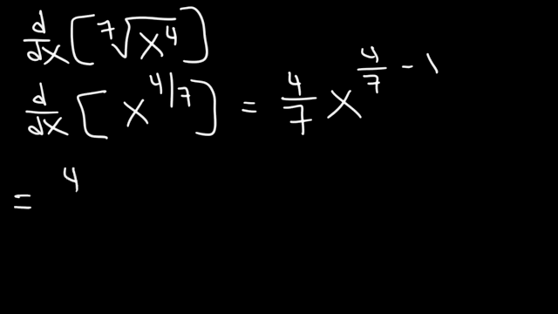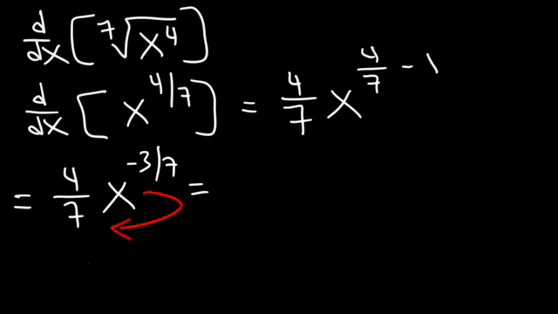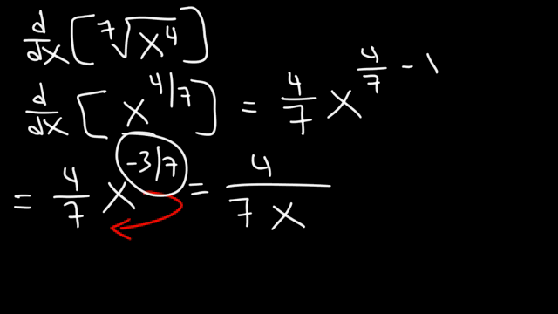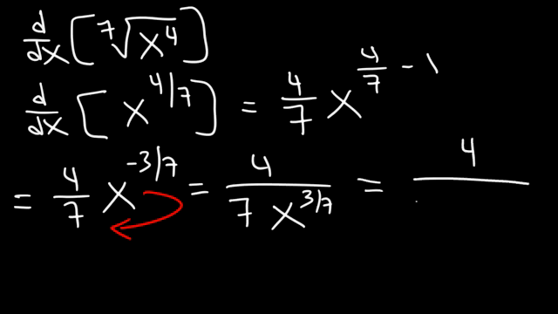And so this is going to be 4 over 7 x raised to the negative 3 over 7. So once again, we have a negative exponent, which means we need to move the variable to the bottom of the fraction. So the 4 is going to be on top, the 7 is going to be on the bottom with the x variable, and we're going to change the negative exponent to a positive exponent. And then at this point, we can turn it back into its radical form. So it's 4 over 7 times the 7th root of x cubed.